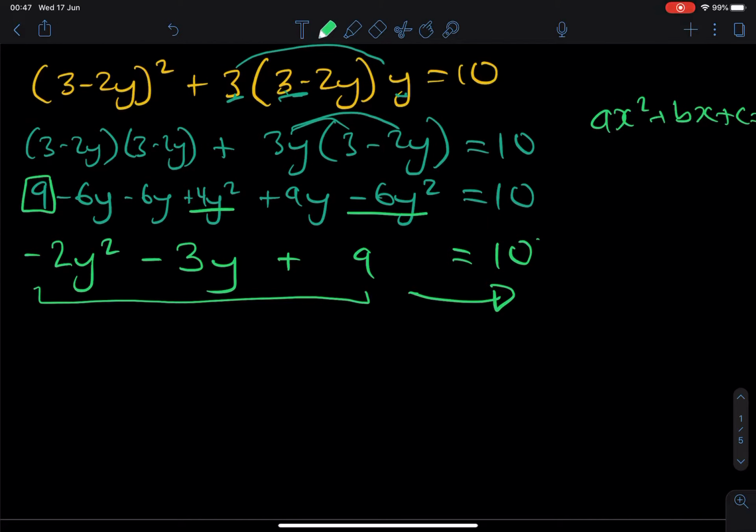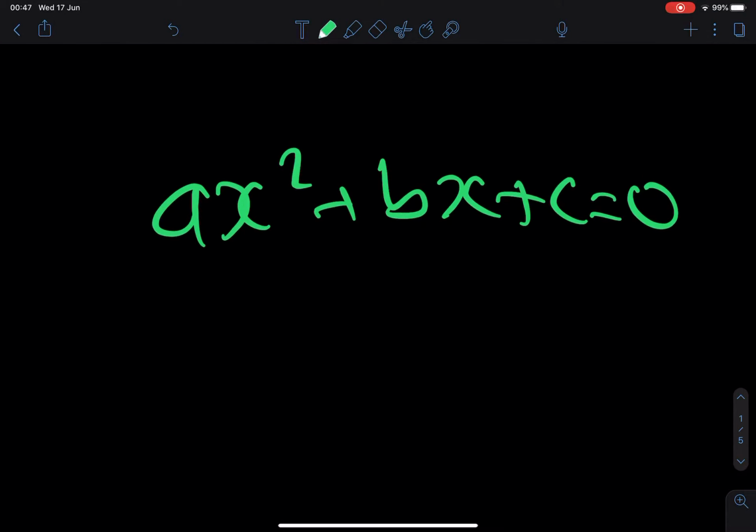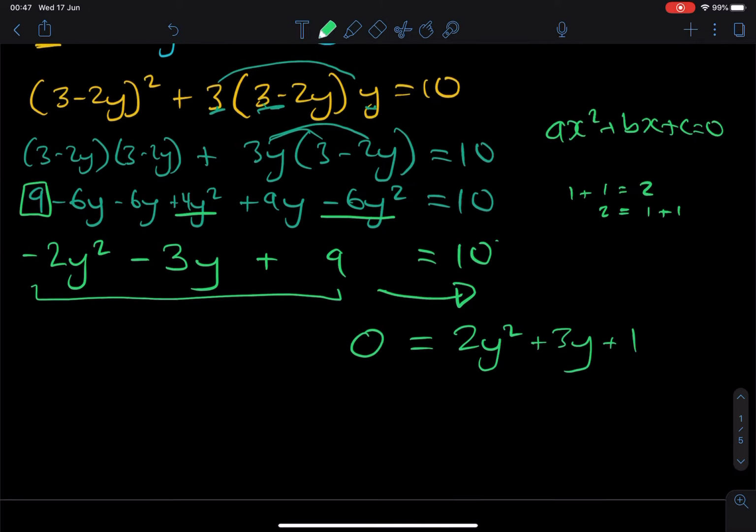Okay, so if I was to do that, minus 2y squared becomes positive 2y squared, minus 3y becomes positive 3y, and 9 is a negative now on the other side because it's inversed. So 10 take away 9 is positive 1, and it's equal to 0. So 2y squared plus 3y plus 1 is equal to 0. It doesn't matter that 0 is on the left hand side. Remember, think of it like this: 1 plus 1 is equal to 2, and 2 is also equal to 1 plus 1. Doesn't matter whether it's on the left or on the right hand side.